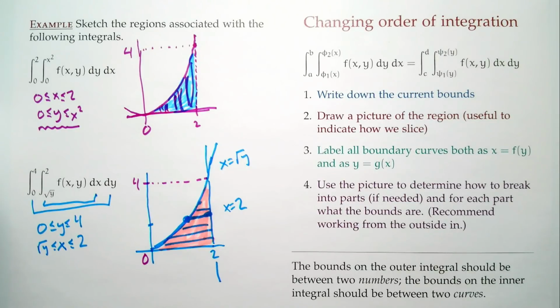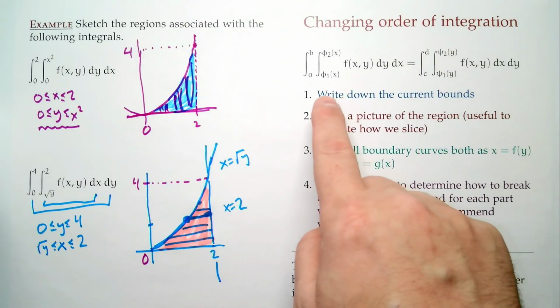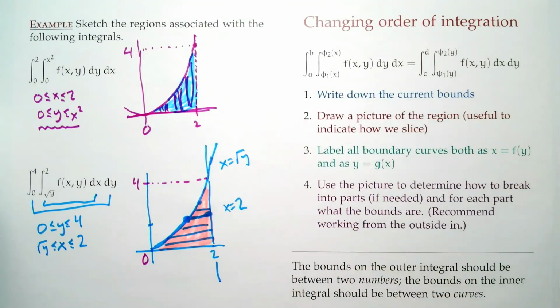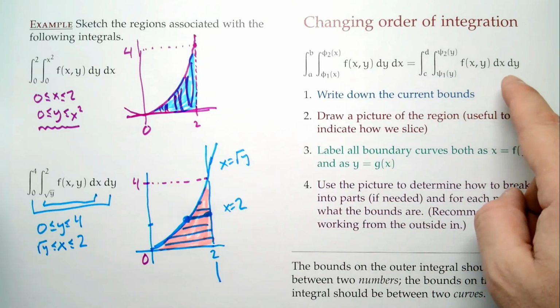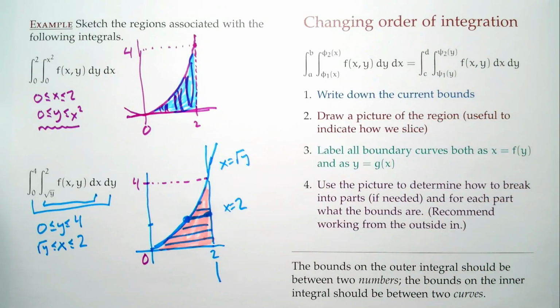Because that's what happens. So we want to go from some integral, say where we're integrating dy dx, to some other integral where we're integrating dx dy. Again, it's not as simple as just switching. So what's the process? Well, the process is not so bad.